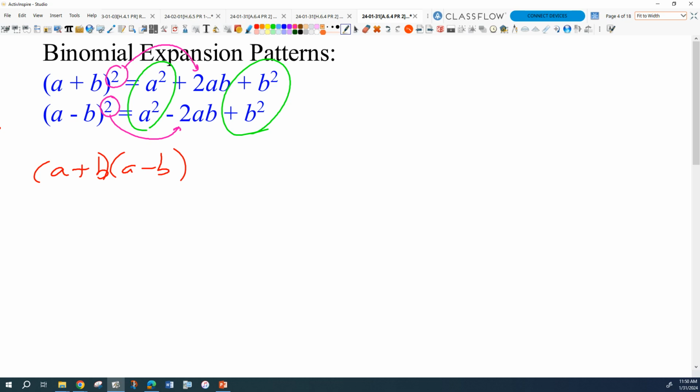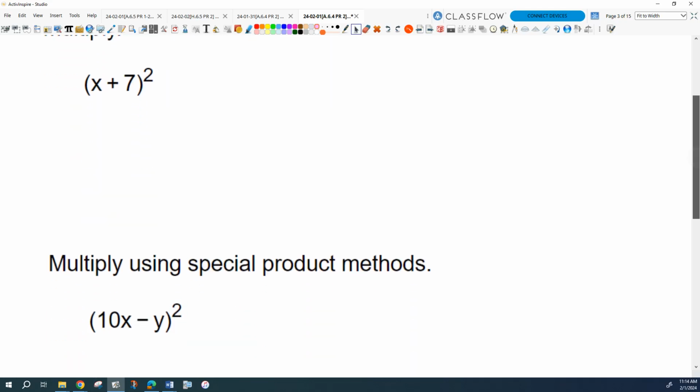The other part of this that you have to pay attention to is, we'll go yellow, the plus sign. If I'm adding A plus B, then the middle term is a plus. If I'm subtracting A minus B, then that middle term has a minus. So you see the pieces there? We're always going to get an A squared first and a plus B squared last. That middle term is always going to be a 2AB. It's going to be plus when we have A plus B squared, and it's a minus when we have A minus B squared.